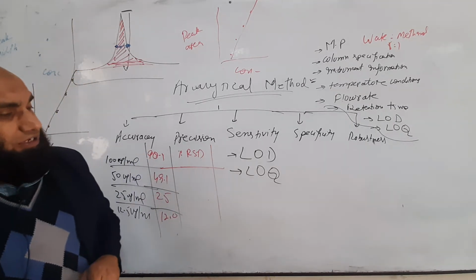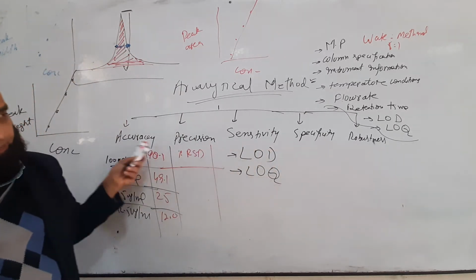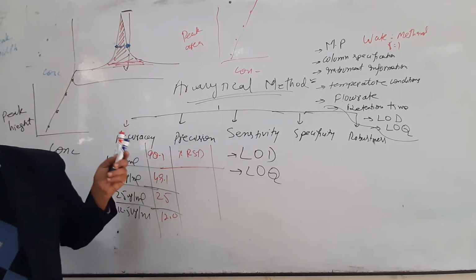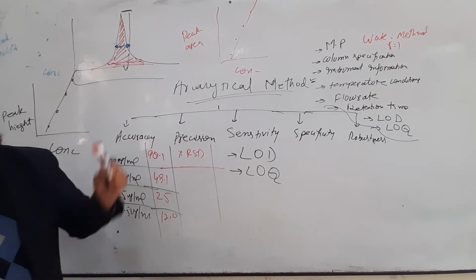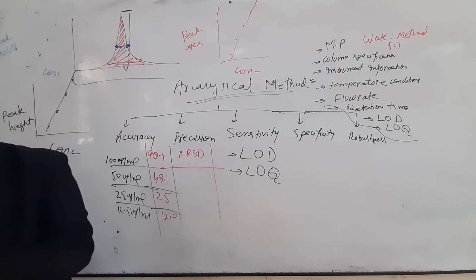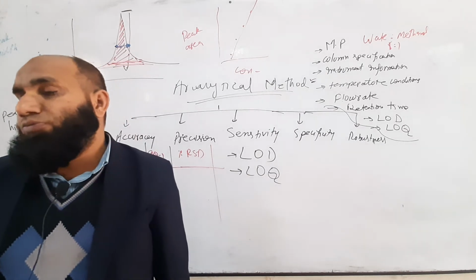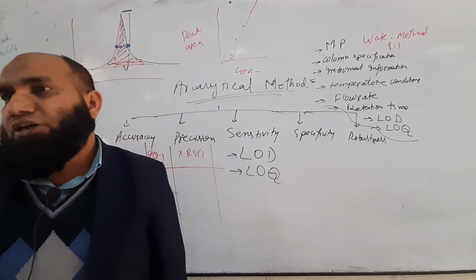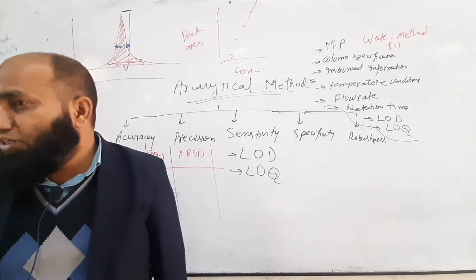And after getting satisfactory results for all these parameters, we will say this method is now validated, and this validated method will be used for the calculations of the bioequivalence studies. So in the case of bioequivalence and bioavailability studies, we have to move towards the accuracy of our instruments and the validation of our method. Is our method validated or not?